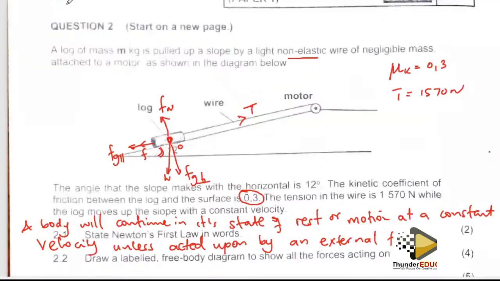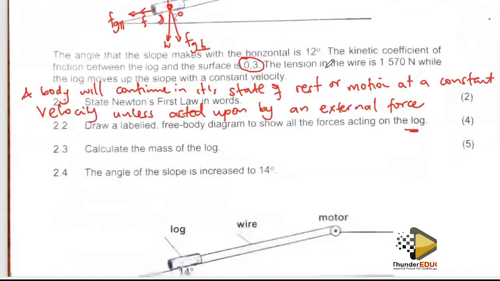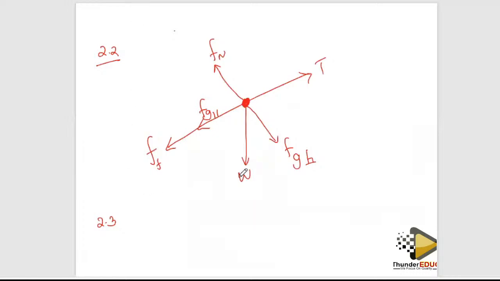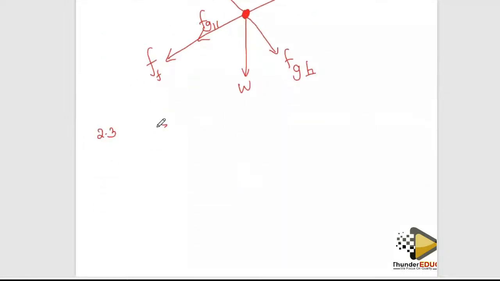And then 2.3, they want us to calculate the mass of the log. What do we know? Okay. So from the free body diagram, since we are only focusing on the movement along the incline, we're just going to look at the net force just within that direction. So I'll say that my F net is equal to ma.